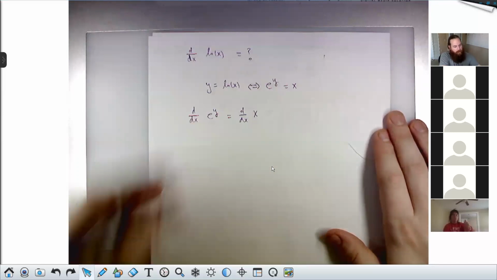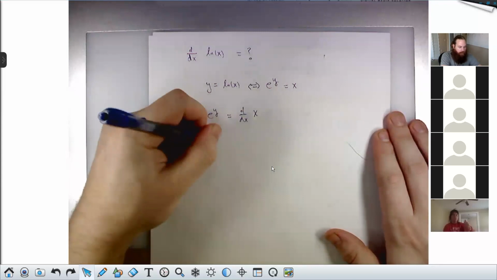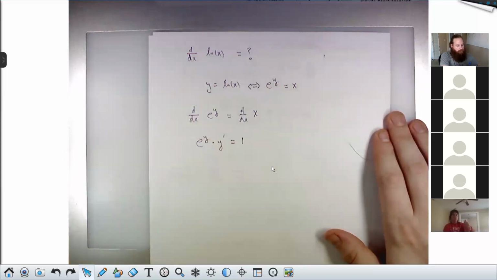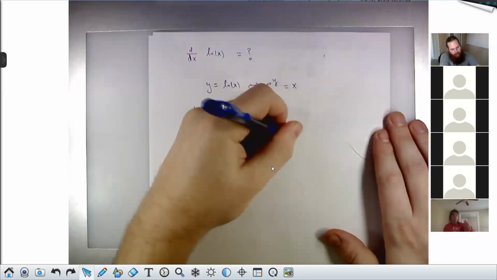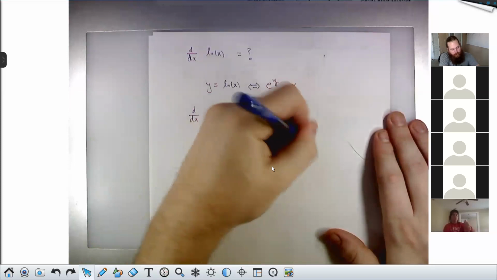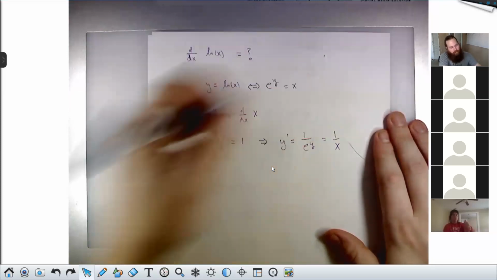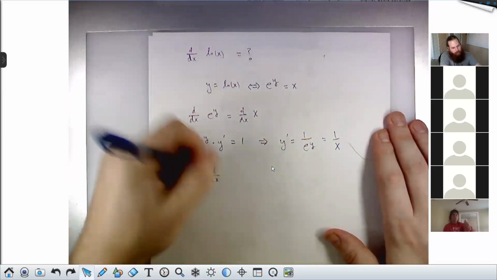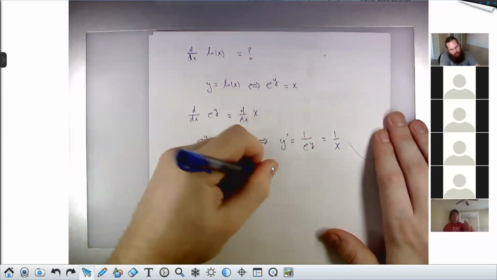And if I differentiate implicitly on both sides, the derivative of e to the y is e to the y times y prime. The derivative of x is 1, which tells me that y prime is 1 over e to the y, which is the same as 1 over x. So the derivative of ln x is 1 over x.